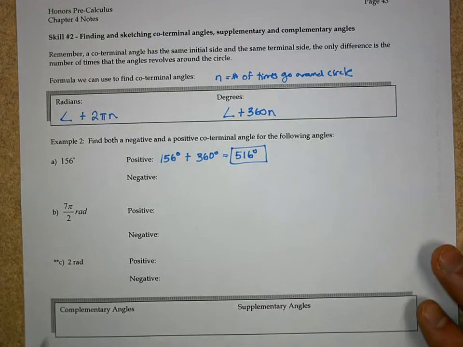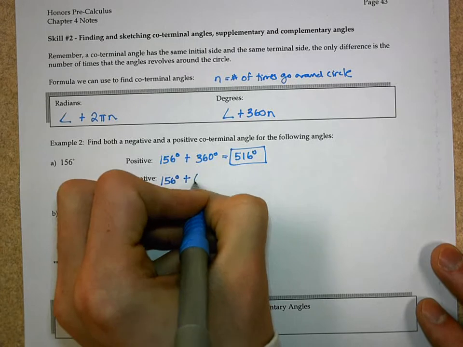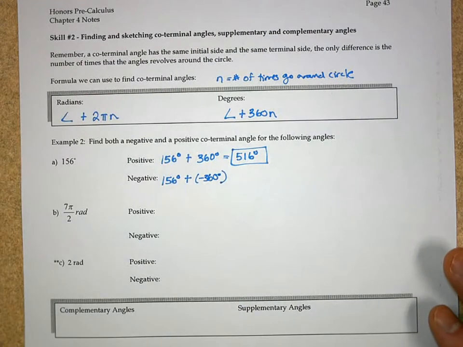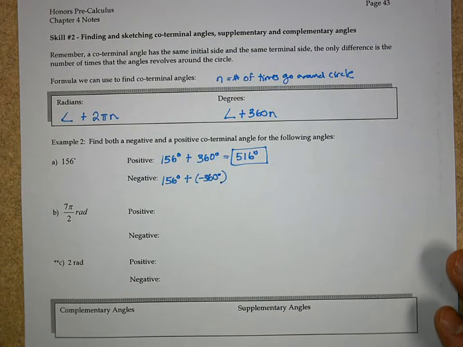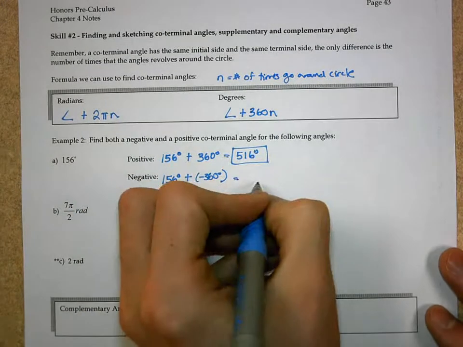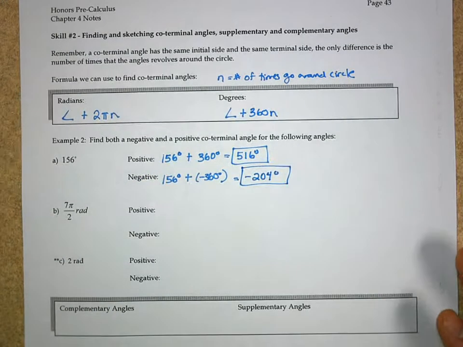If I were to go the negative route, 156 degrees, I could say plus a negative 360 degrees, which indicates going in the clockwise direction. So my n would be a negative 1, which would then give me negative 204 degrees.